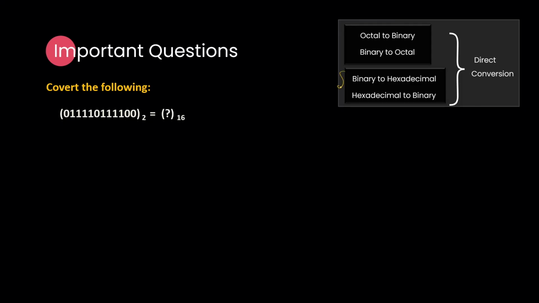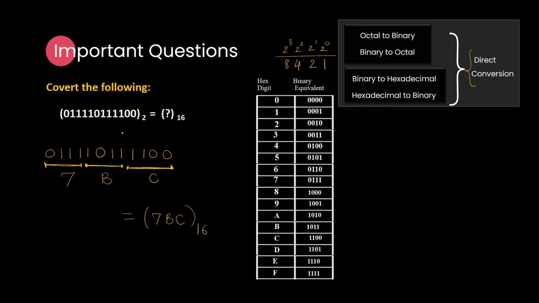Alright, after doing a lot of calculations, now we are at the last category from set 3. Here we will be converting a number from binary to hexadecimal, and the reverse of it, hexadecimal to binary, that too by direct conversion. Let's understand how to do it with one example. Pause the video if you know how to do it.